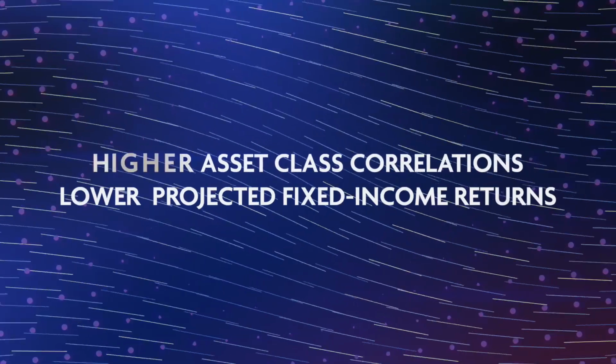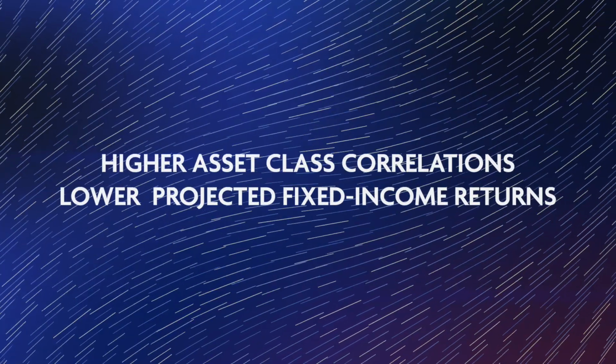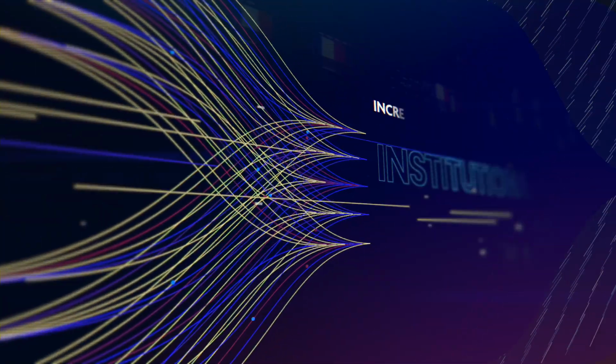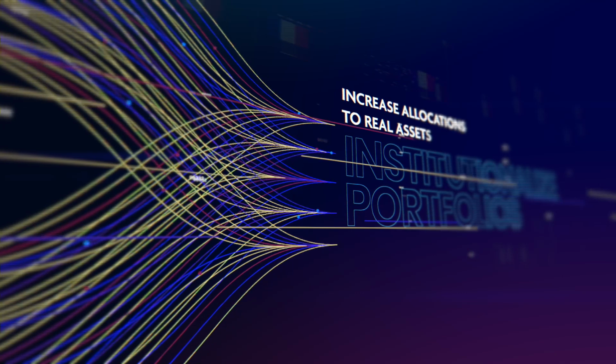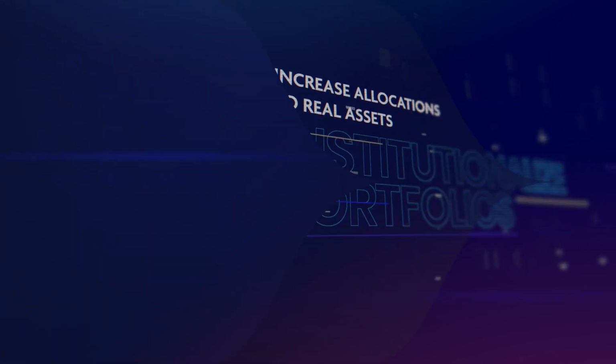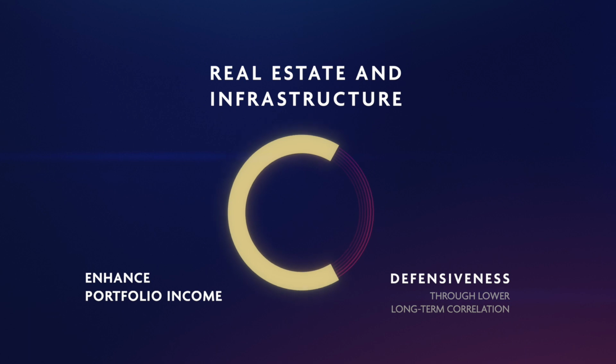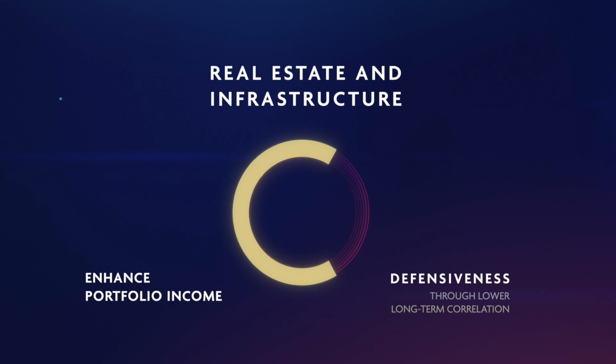Higher asset class correlations and lower projected long-term fixed income returns pose challenges to investment portfolios. Investors should institutionalize their portfolios by increasing allocations to real assets, like real estate and infrastructure, which can enhance portfolio income while providing defensiveness through lower long-term correlations to traditional asset classes.